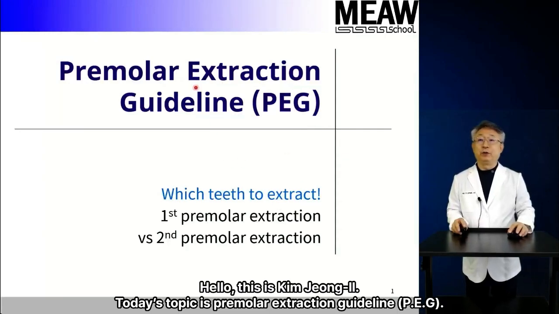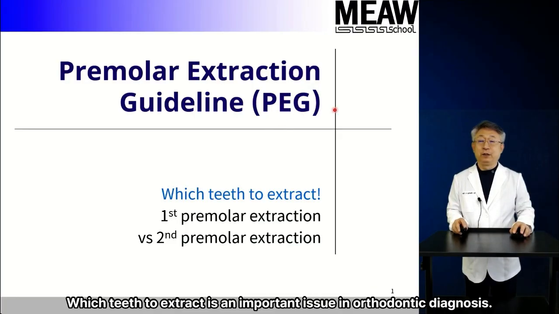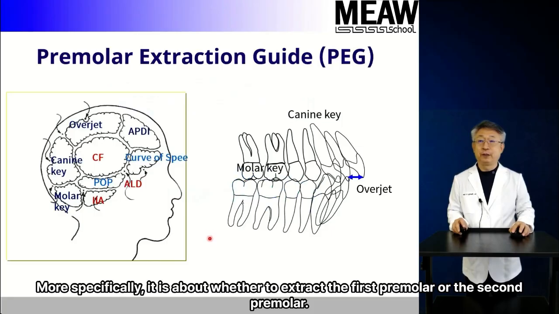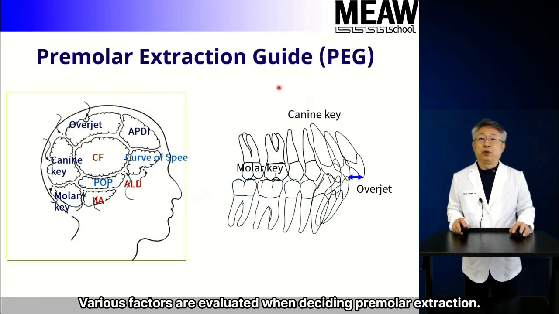Today's topic is Premolar Extraction Guideline (PEG). Which teeth to extract is an important issue in orthodontic diagnosis. More specifically, it is about whether to extract the first premolar or the second premolar. Various factors are evaluated when deciding premolar extraction.